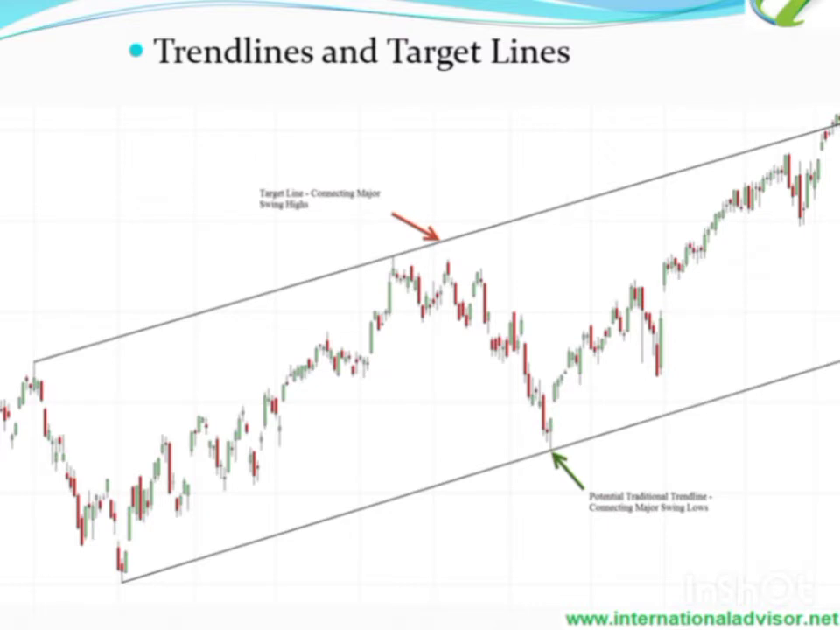The thing to remember: in an upward sloping trend line like this, pivot lows are connected to make a trend line, which we will discuss in the next few slides. This is the trend line, and the parallel line shows the possible target areas. If somebody is buying here, of course this could be a target area. If somebody already bought here, it could be a target area. So this is not a trend line, this is a target line.